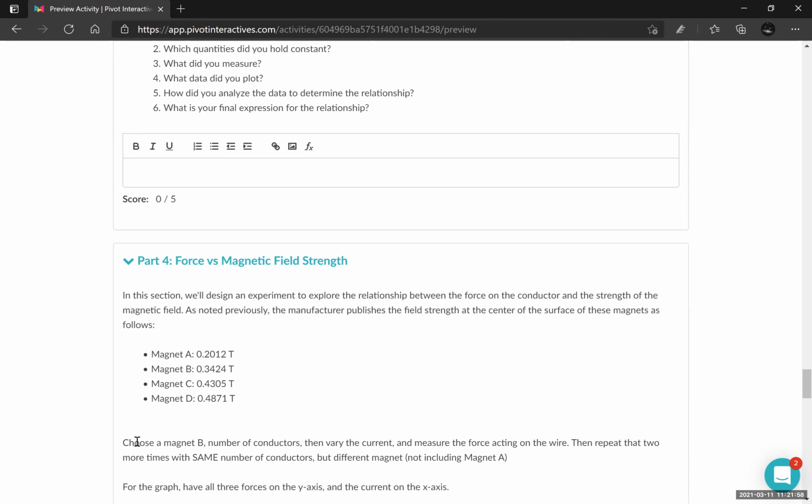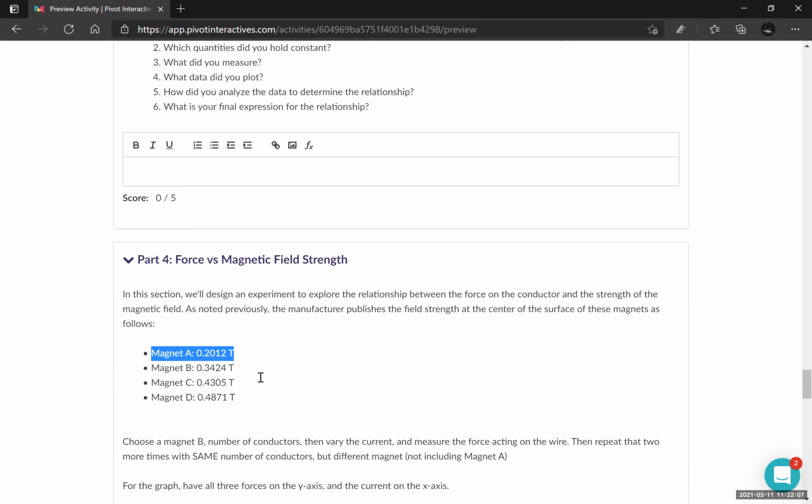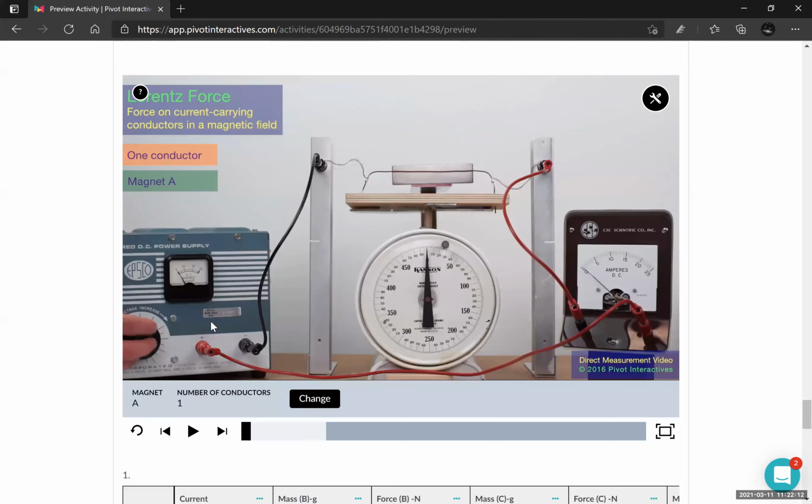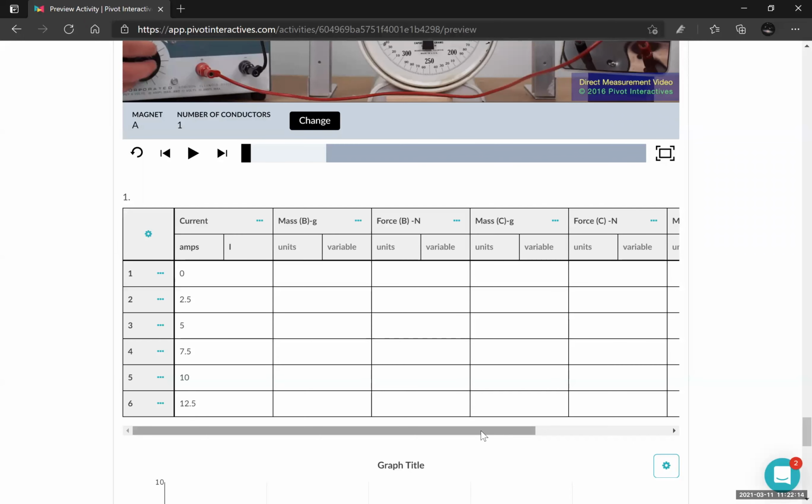Here we're going to keep length constant and vary magnets. So we have 4 different magnets. Again, I'm going to use magnet A to show you a demonstration, a sample measurement. And then you do B, C, and D. That means you have to do 3 measurements. And I already have a populated graph and data table.